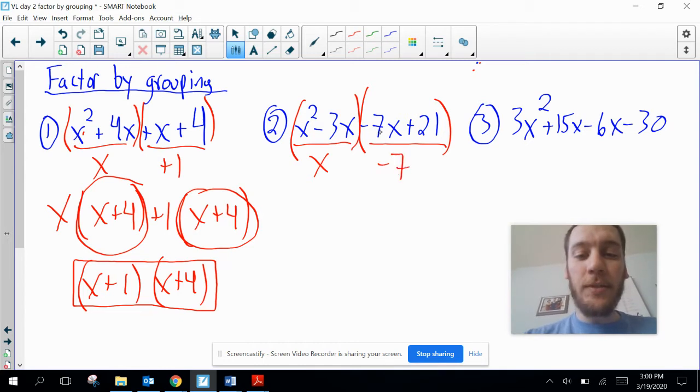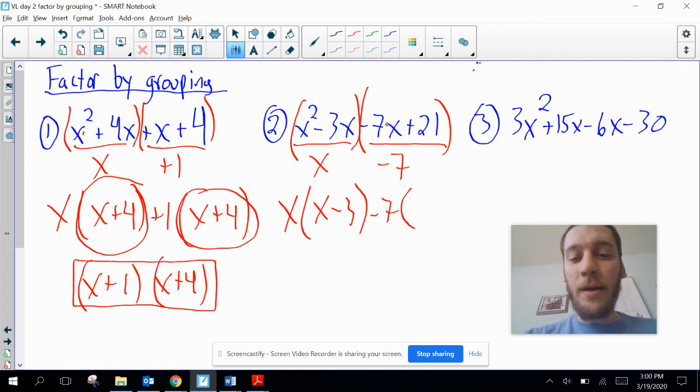GCF of these two is -7, so I've got x. What's left? x squared divided by x is x. -3x divided by x is -3. Then I get my -7. This divided by -7 is just x. 21 divided by -7 is -3.